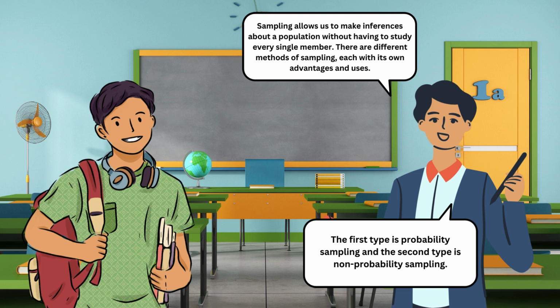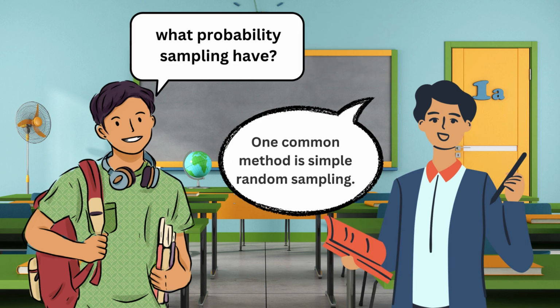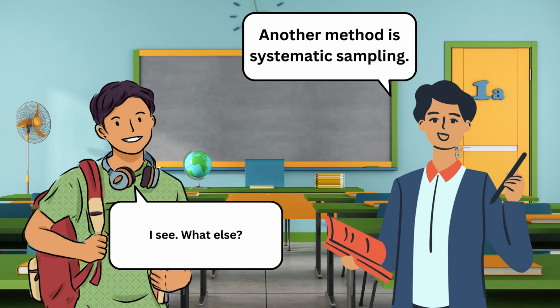There are different methods of sampling, each with its own advantages and uses. The first type is probability sampling, and the second type is non-probability sampling. What does probability sampling have? One common method is simple random sampling. Another method is systematic sampling. I see. What else?